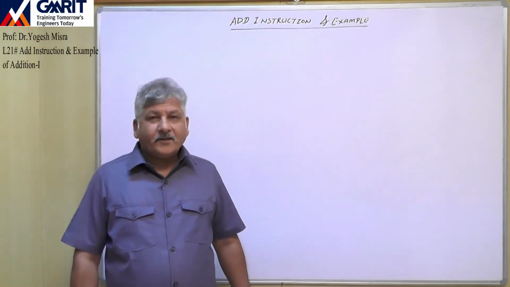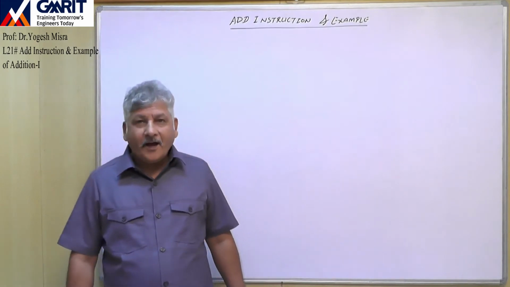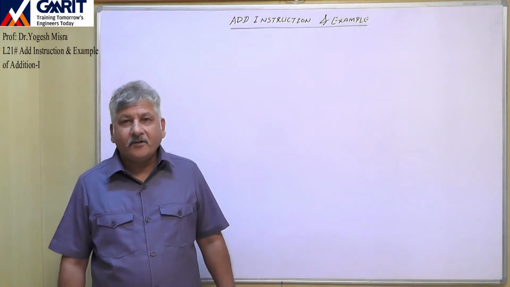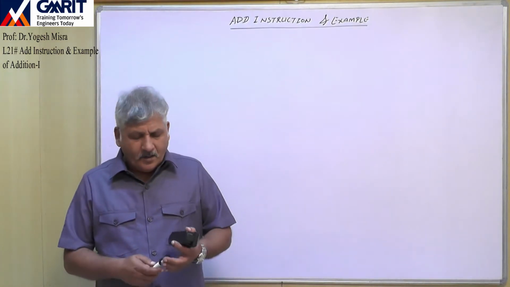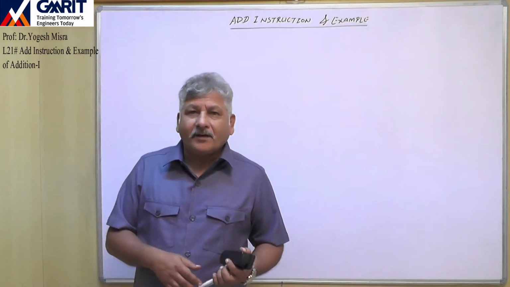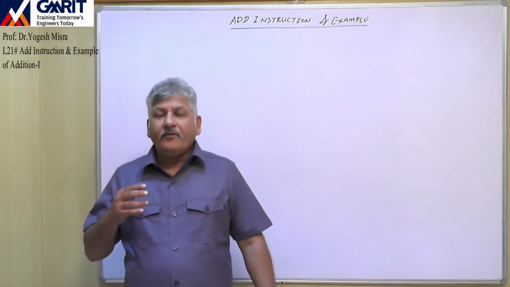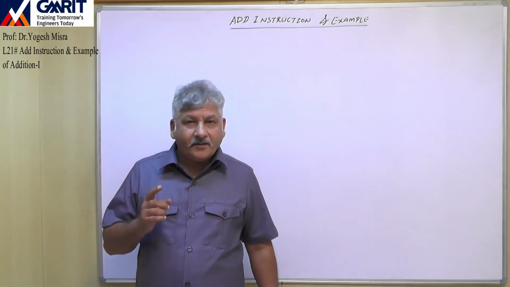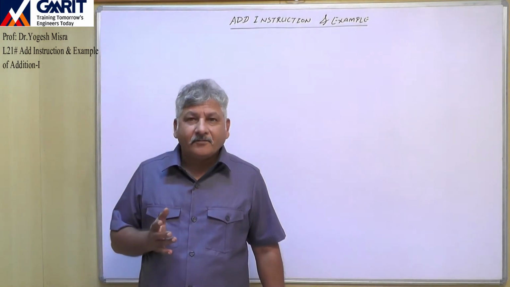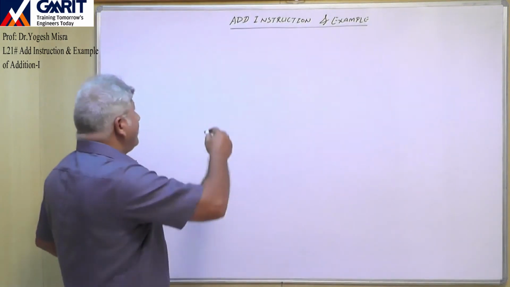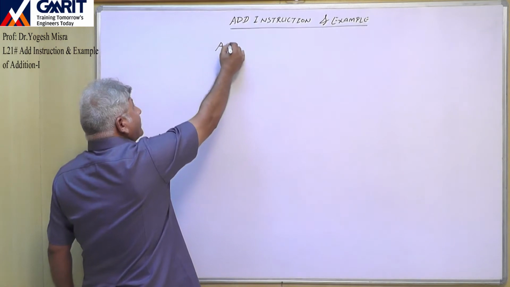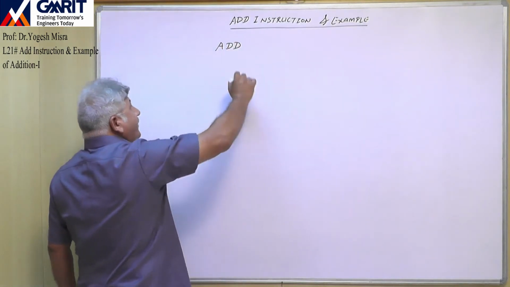So now in this lecture we will discuss add instructions and a few examples related to the add instruction. During the add instruction we will add two numbers, and when we are adding two numbers, one number must be in A register. So the mnemonic for add instruction is ADD.